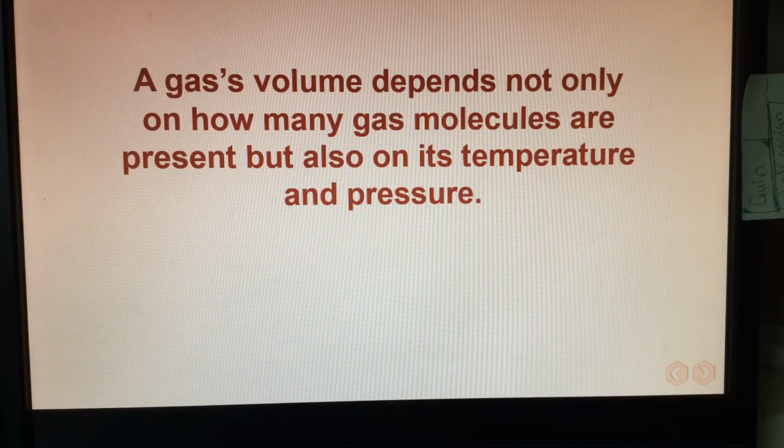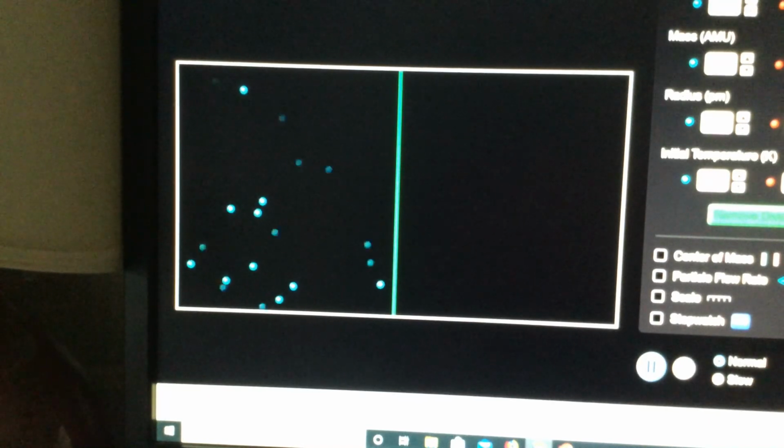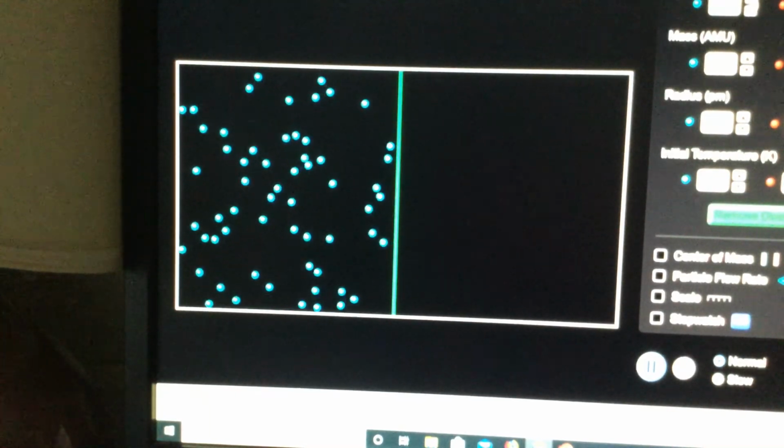Gas volume depends not only on how many gas molecules are present, but also on the temperature and pressure. But we're going to stop there, and I'm going to show you a couple of simulations. This one is for diffusion, if you can see that there. Okay. I'm just going to put a bunch of particles here. Blast some particles in there, make those appear.